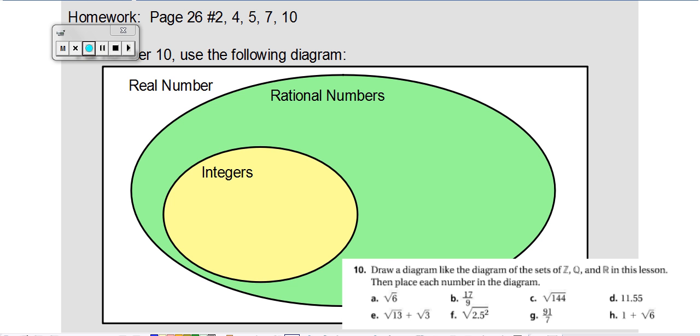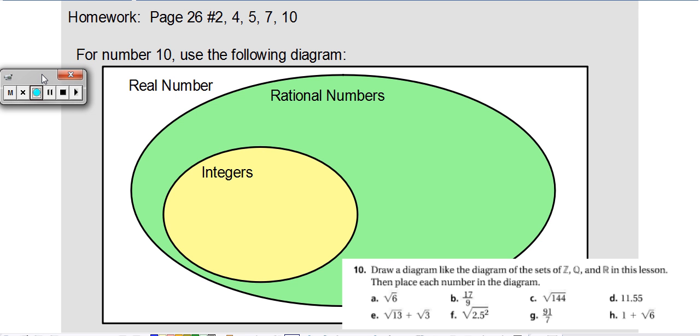Alright kids, this is number 10 from the homework tonight that we're working on. And what you're really doing is you're just using a graphic organizer, very similar to what we did in class where we took numbers and we sorted them underneath the word categories. However, this time it tells you to draw a diagram like the diagram of the sets of Z, Q, and R in this lesson. That was on page 23, I believe.